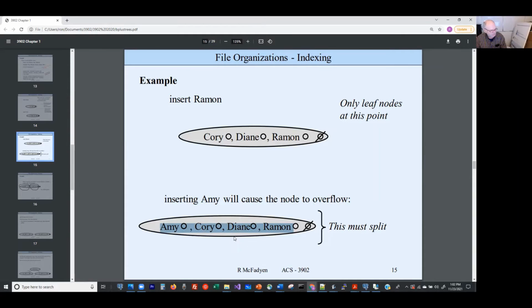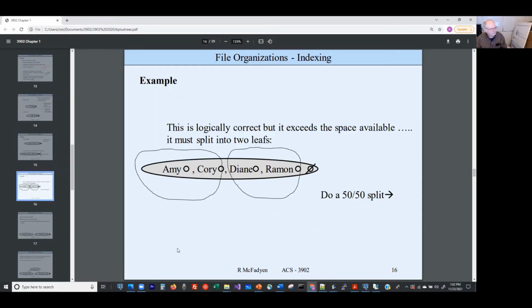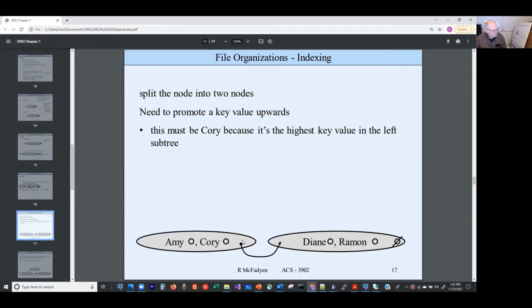It has to split. It's a 50-50 split. Amy and Corey will stay here. Diane and Raymond will be moved off into a newly allocated node. Now we'll have 2 leaf nodes, which will be chained together. And so this node with Amy, Corey has a reference to this node with Diane and Raymond.